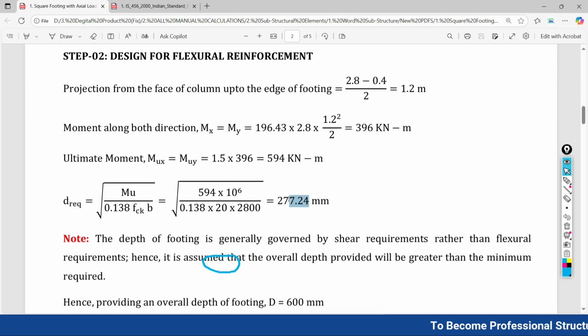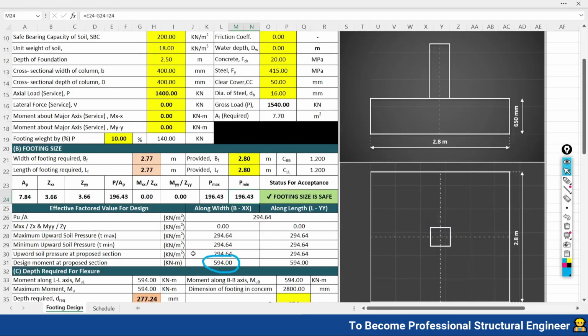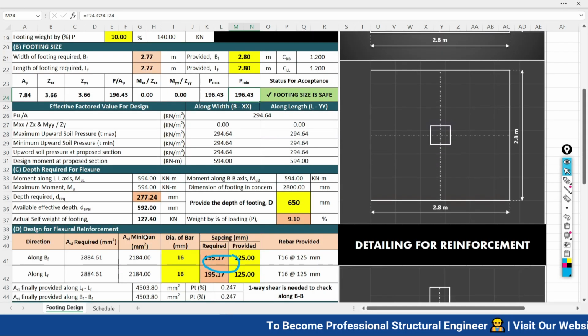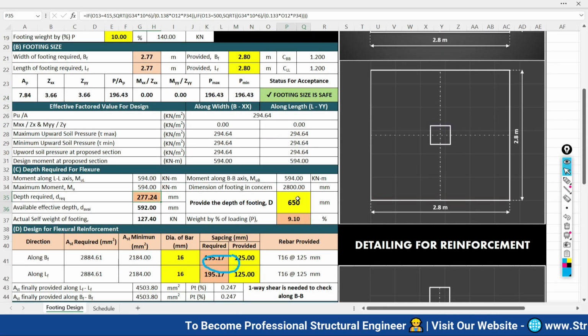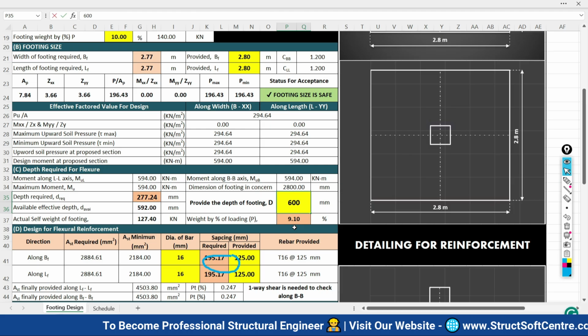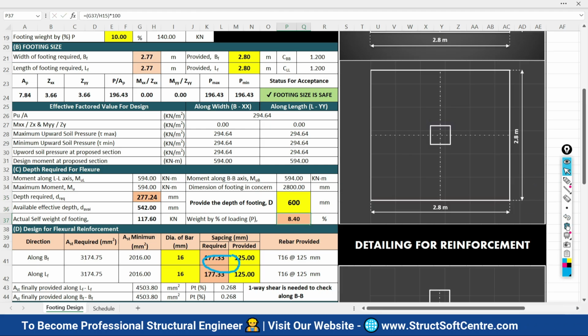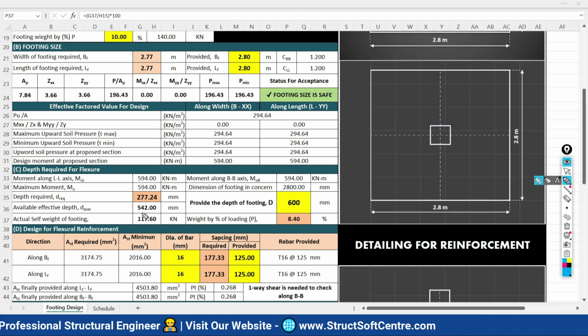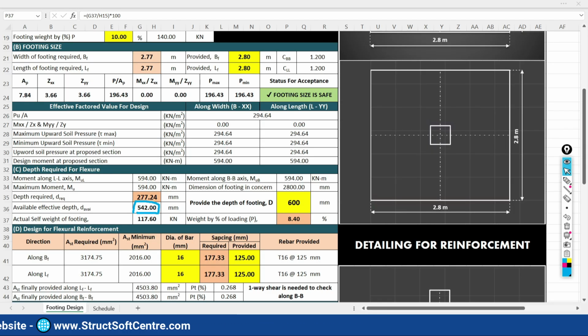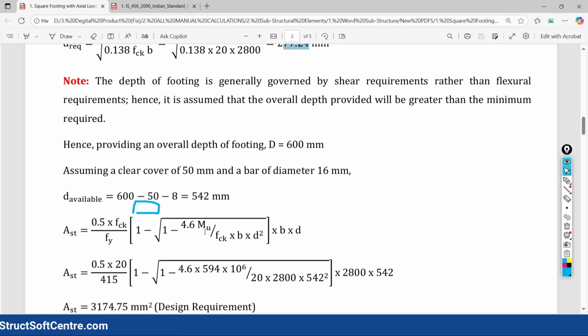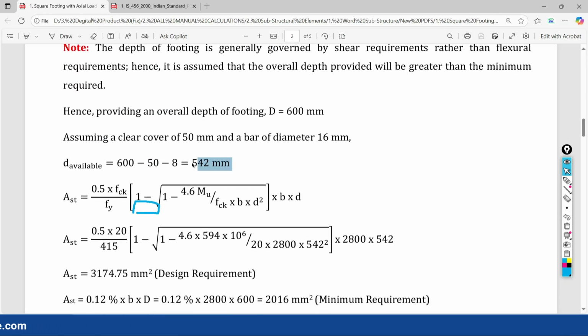What is the effective depth required? 277. Your sheet is also calculating 277.24, and we are considering the overall depth as 600. So if you are defining the overall depth as 600, the sheet automatically calculates the effective depth available as 542, as we did in our manual calculation. Effective depth available is 542.